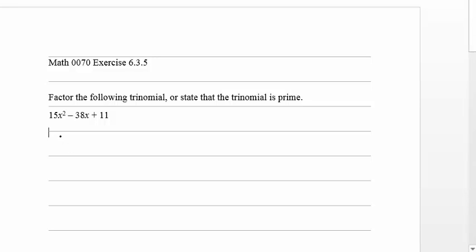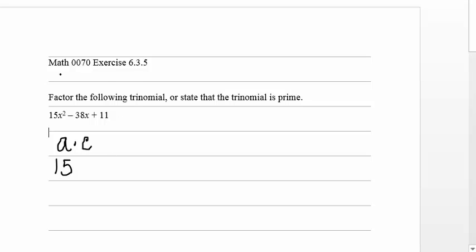Let's take a look at exercise 5 from section 6.3. We want to factor this trinomial. One way to factor this is to use the AC method. That's where we multiply the coefficient A.